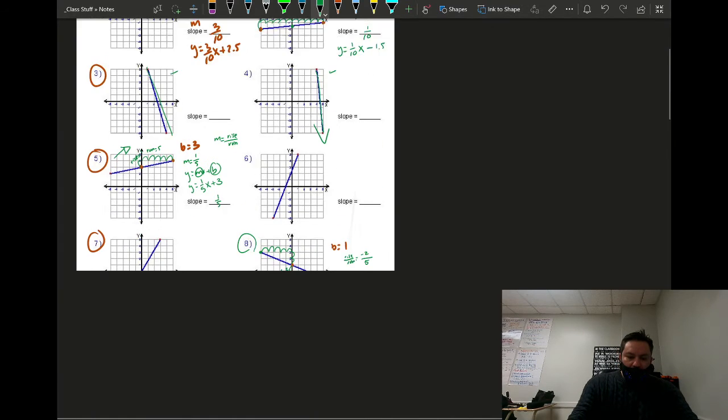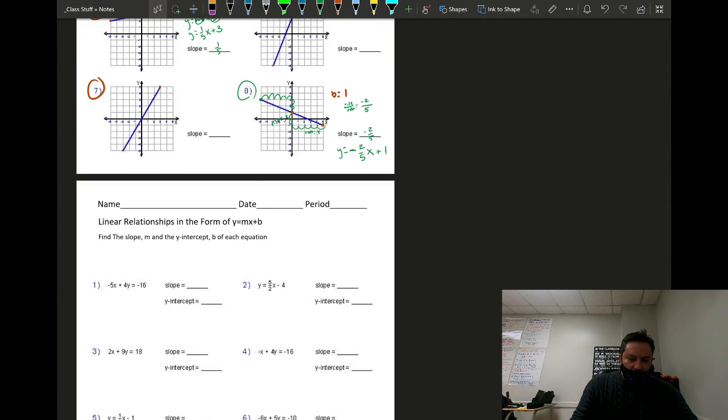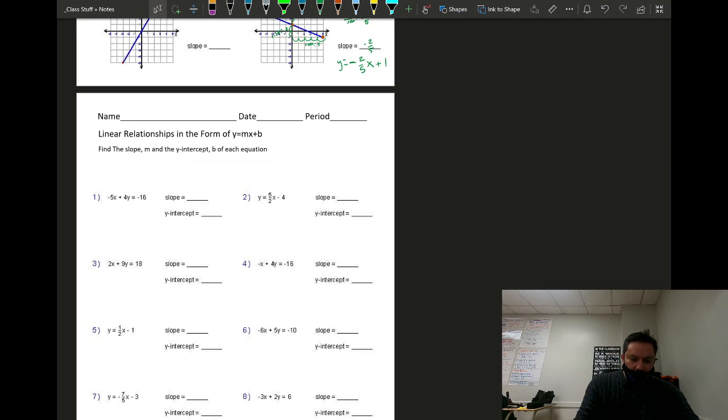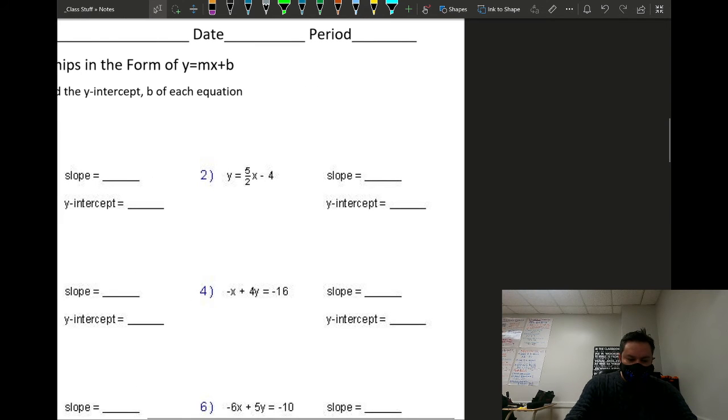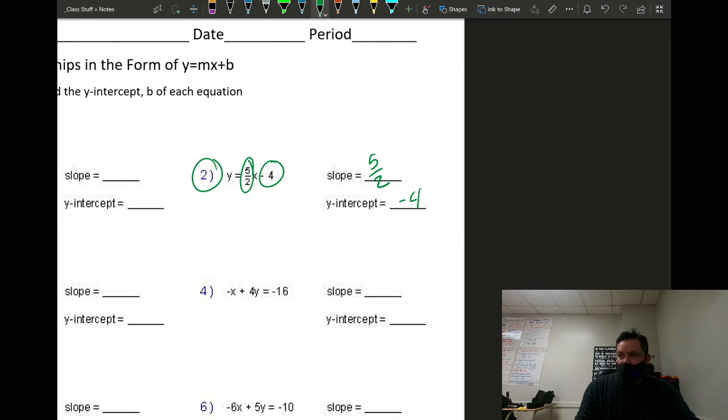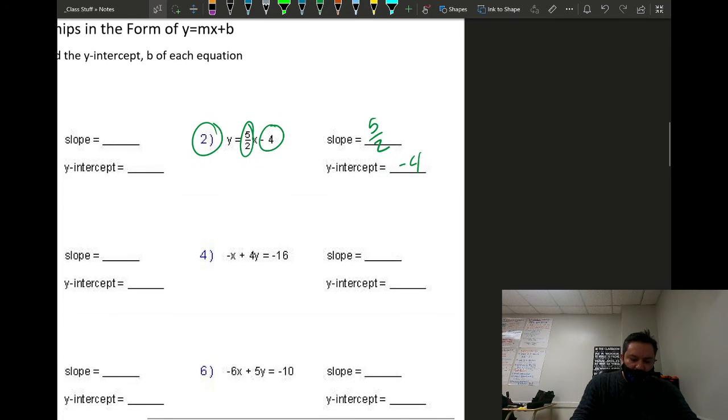Let's do a couple right here on the bottom. Let's look at number 2. Find the slope. The slope is going to be whatever is with x. 5/2 right away. And the y-intercept is going to be -4. That easy. Now for equations like number 4, where they're not in the y-intercept form, you have to put them in the y-intercept form first.